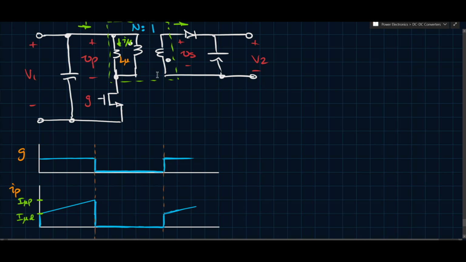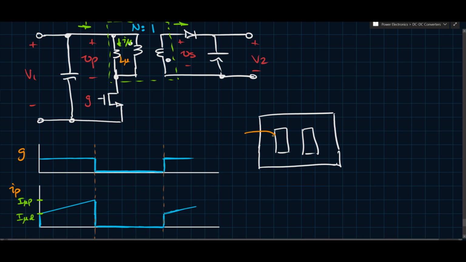Another thing is that the core of this transformer is usually gapped, because it's required to store energy. And so what I mean by a gapped core is, a transformer core usually looks something like this. Well, if it's a non-gapped version, it might look something like this, right? And you might have the winding something like this, and then another winding, and you might have a winding that looks something like this, right? So this is a non-gapped version, because there's no gap between here.